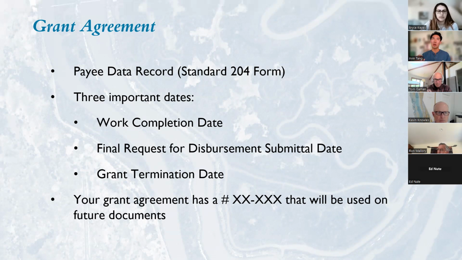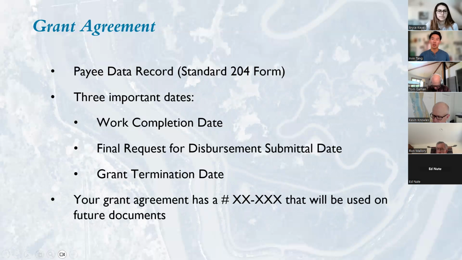Like I said, the first one is the work completion date. And that's when all the work for the project should be completed by. The next date we have on here is the final request for disbursement submittal date. This is generally 1 month after the work completion date. And that's when we ask you to submit the final report as well as the final invoice for the project.